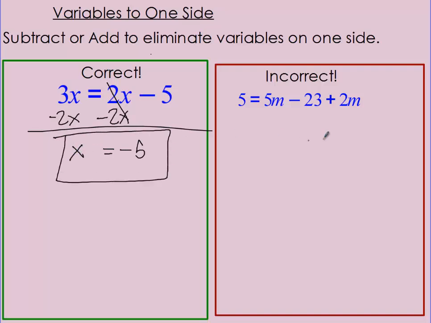And that's it. Now the incorrect way: I have a 5m and a 2m, but if I tried to eliminate one by subtracting 2m and subtracting 2m, I can't do that, because it has to be subtracting on different sides of the equation. These are on the same side, so you don't do this. This would be a combining like terms problem, not a moving variables to one side.